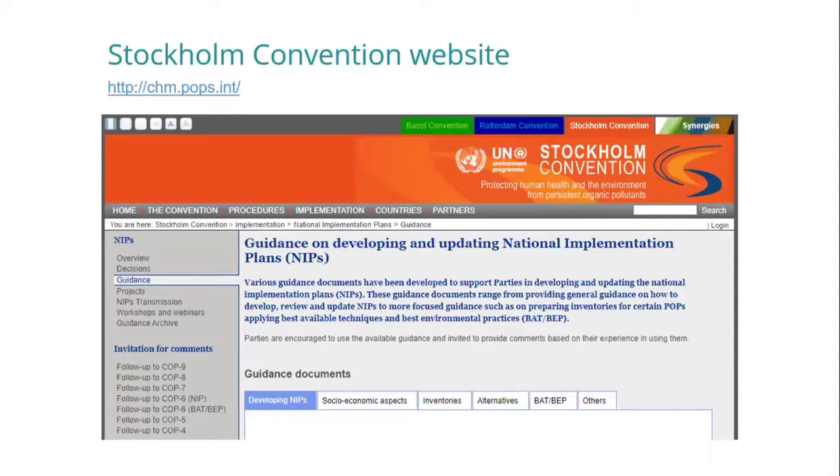And besides that, there are so many other guidances available under the convention, which I am going to talk to you about in a moment. We have a dedicated website under the convention's website. If you go into the implementation, there you will see the NIPs, and under the NIPs there is a menu of guidance. If you click there, then you will see all sorts of guidances: the guidances on developing NIPs, guidances on socioeconomic aspects while developing or implementing the NIP, the guidances to develop inventories, and the guidances for alternatives.